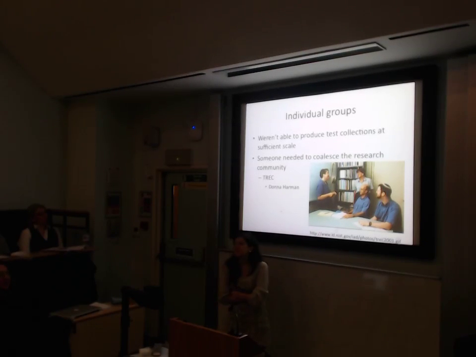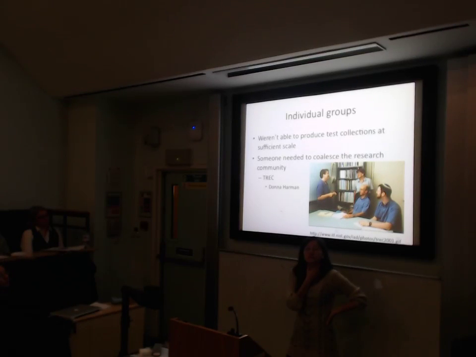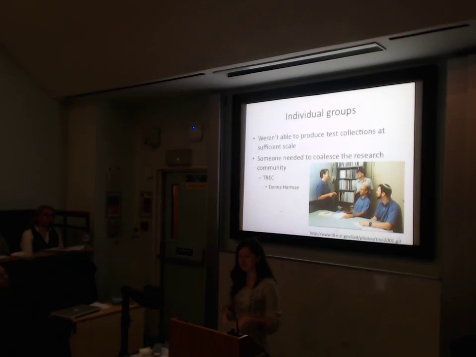Okay? So at the beginning, the individual groups weren't really able to produce test collections at sufficient scale. The reason for that is, even though these document collections were kind of small, there is still a lot of cost behind constructing these test collections. You have to hire people to label documents as relevant and non-relevant to your query. For example, commercial search engine companies spend millions of dollars every year just to hire people. These people sit there and label documents as relevant and non-relevant to a query.